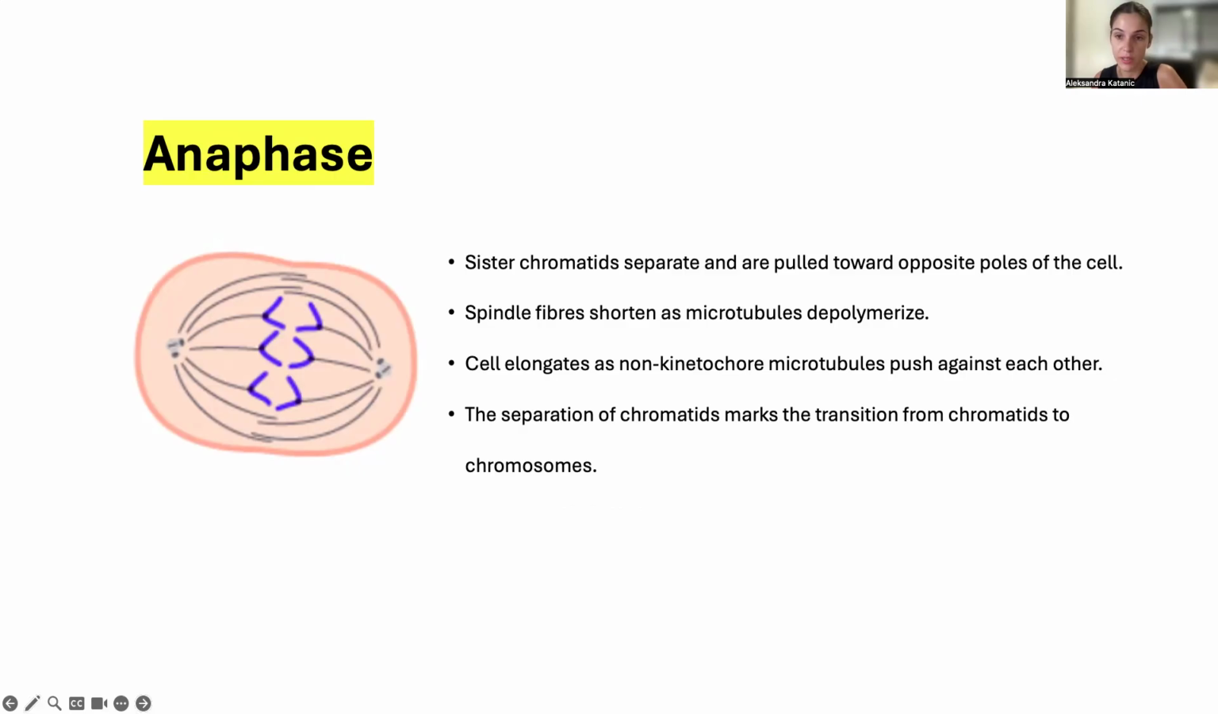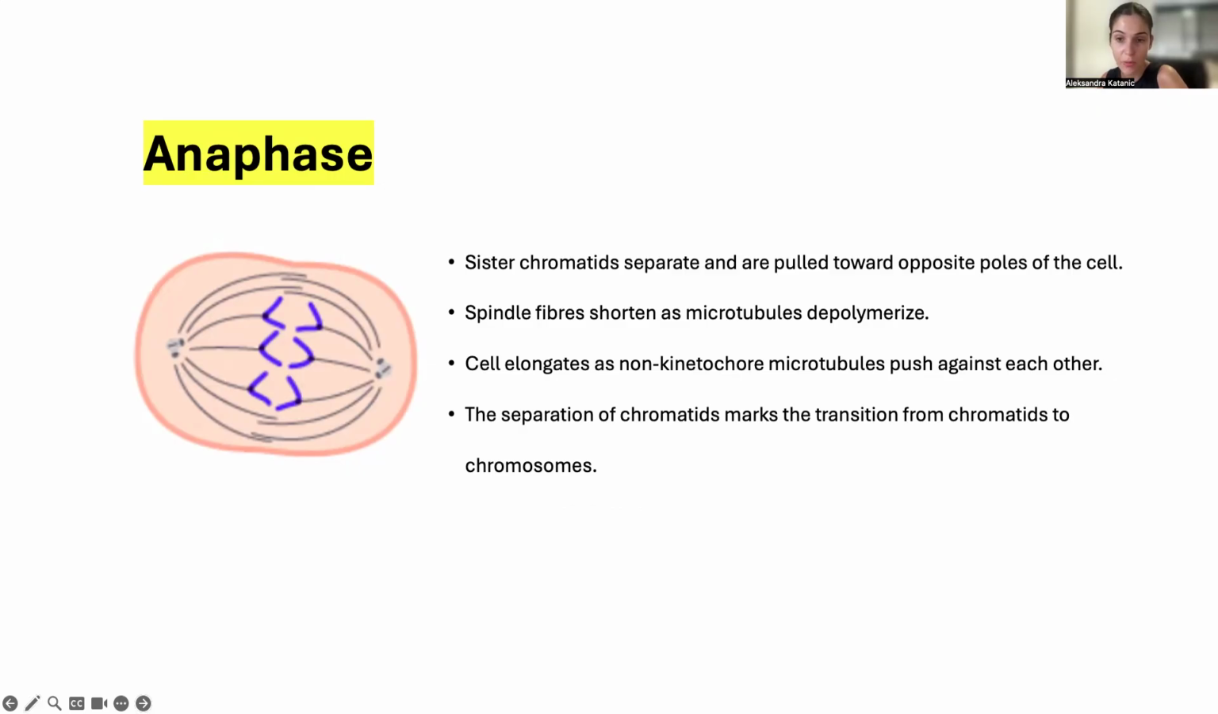Spindle fibers shorten as microtubules depolymerize. This shortening creates the pulling force that moves chromatids towards the centrosomes at opposite poles, ensuring accurate chromosome segregation. The cell elongates as non-kinetochore microtubules push against each other, and this elongation increases the distance between the two poles of the cell, helping physically separate the forming daughter cells and setting up cytokinesis.